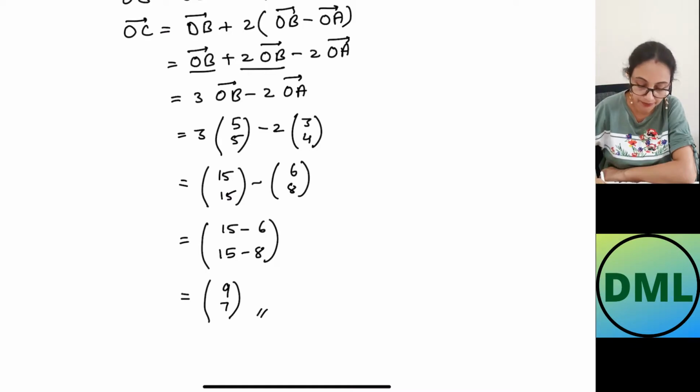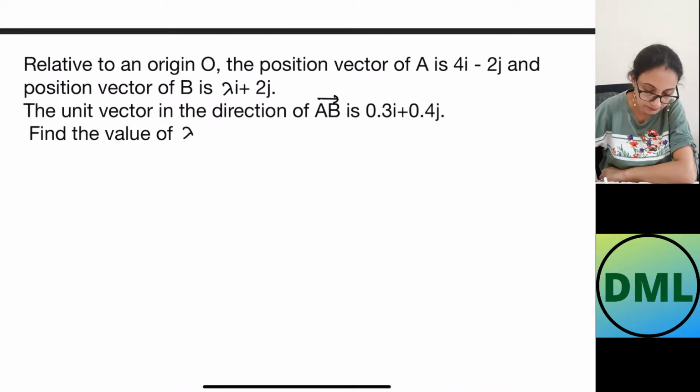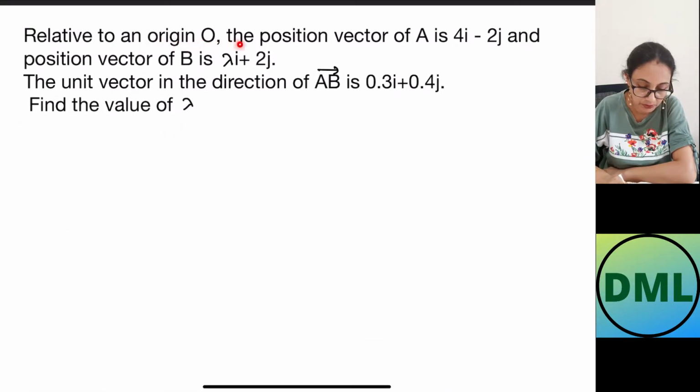Let's see one more example. Relative to an origin O, the position vector of A is 4i minus 2j and the position vector of B is lambda i plus 2j. The unit vector in the direction of AB is 0.3i plus 0.4j. Find the value of lambda.